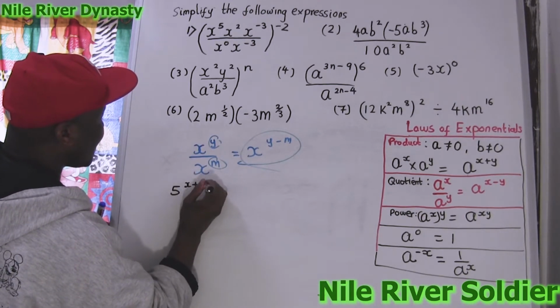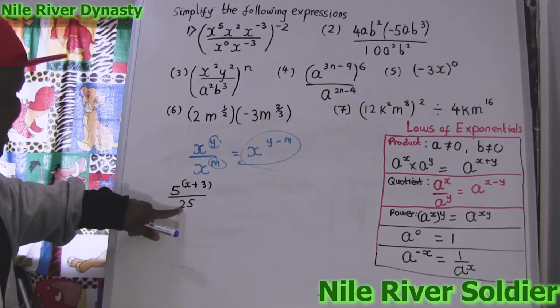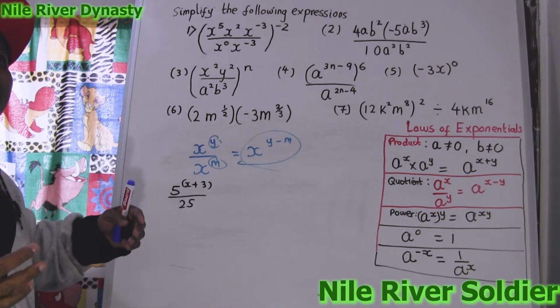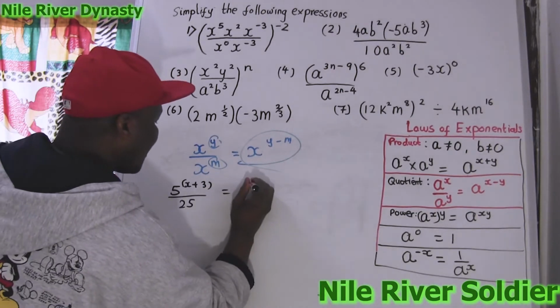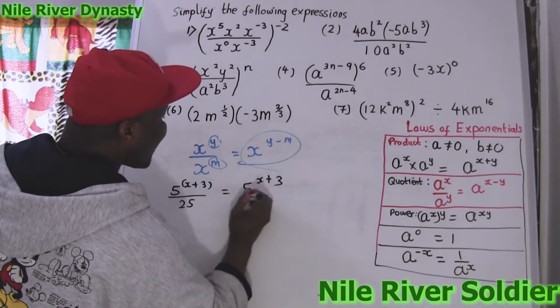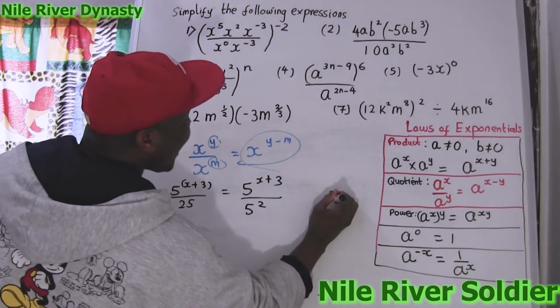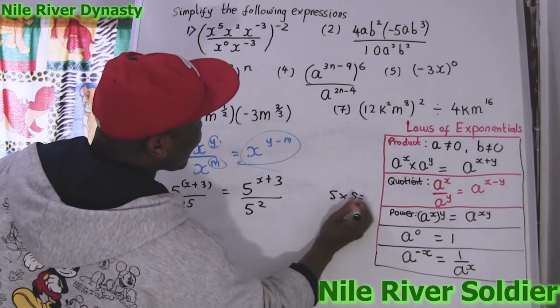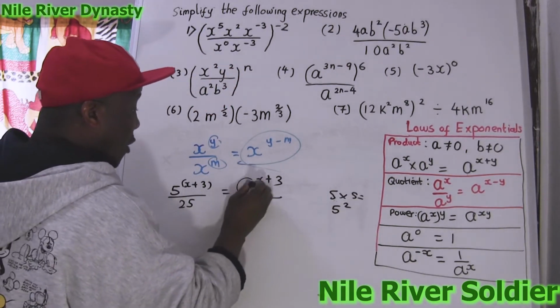For example, if somebody gives you, let's say, 5 power x plus 3, over 25. So this is tricky. You know why? Because this is not the same base. But I know 25 is like 5 squared. 5 times 5 equals 25. So my intention is always to try to make the bases the same. 5 times 5 means 5, how many of them? There are 2. So 25 is 5 squared. So now the bases are the same.